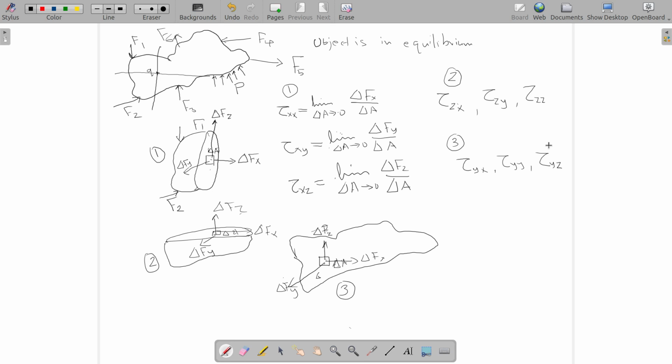You need only one number, one magnitude to represent a scalar, and you need 3 real numbers to represent a vector. And here it seems that you need 9 components. So it's neither a scalar nor a vector. It is something more complicated. It's called a tensor. Okay, a tensor.